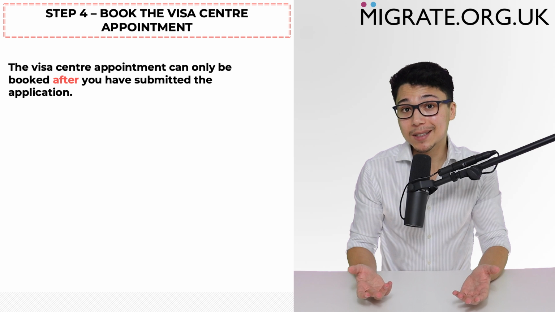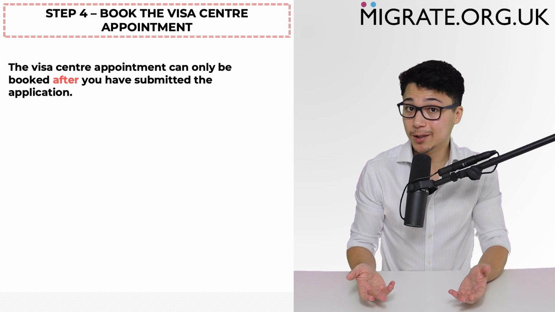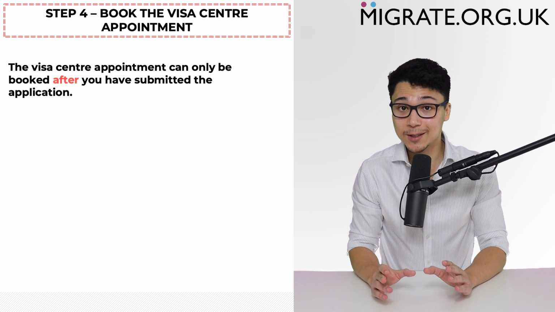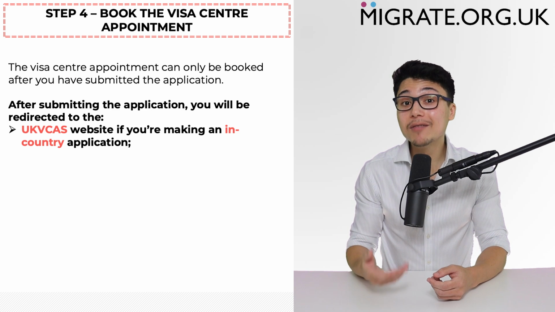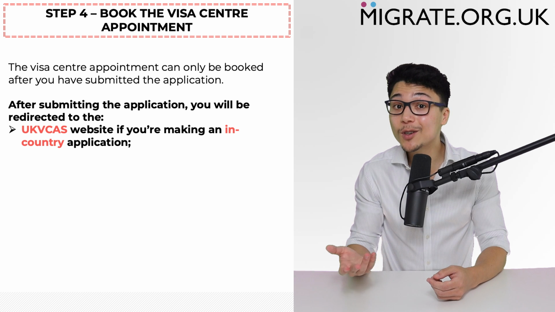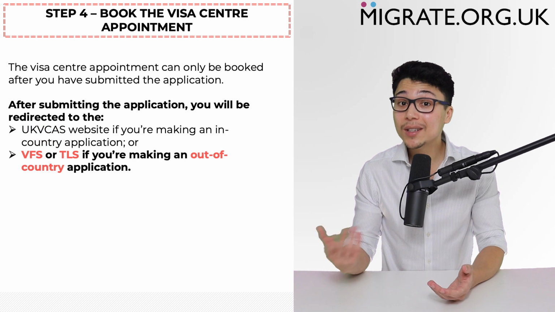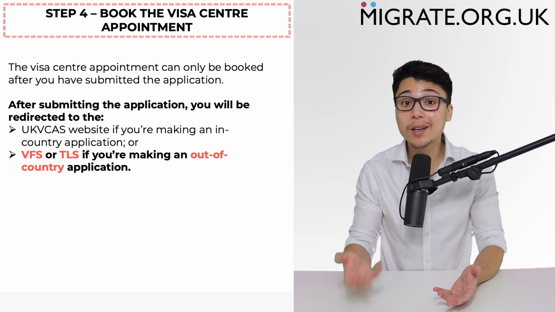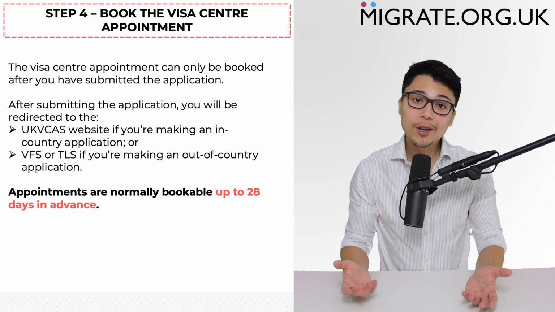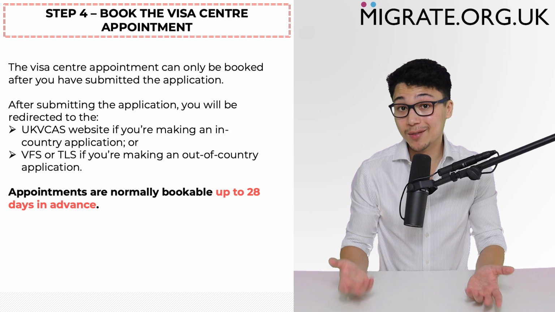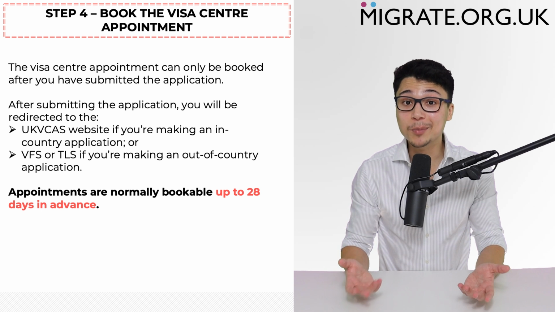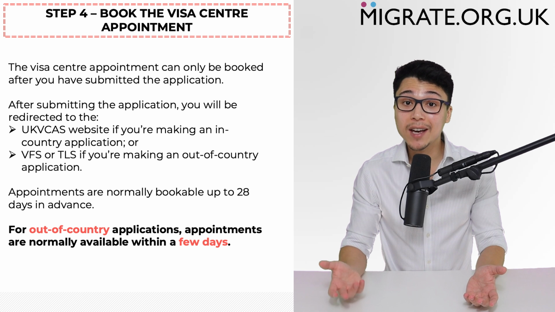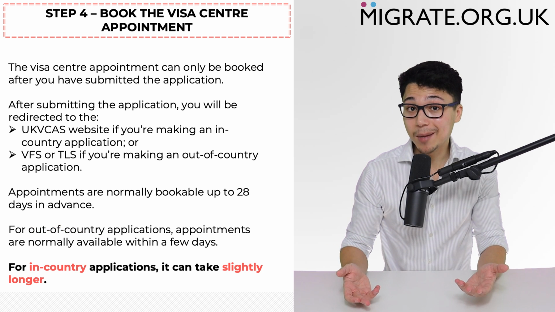Step 4. Book the visa centre appointment. The visa centre appointment, otherwise known as the biometrics appointment, can only be booked after you've submitted the application by paying the Home Office fees. After submitting the application, you'll be redirected to the UKVCAS website if you're making an in-country application, or to the VFS or TLS website if you're making an out-of-country application, depending on the country the application is being made from. Appointments are normally bookable up to 28 days in advance, so you do not necessarily need to book the appointment straight away. For out-of-country applications, appointments are normally available within a few days, and for in-country applications it can take slightly longer.